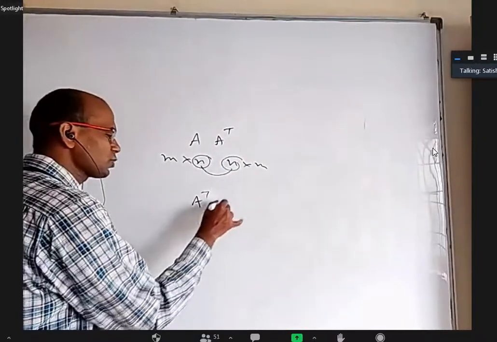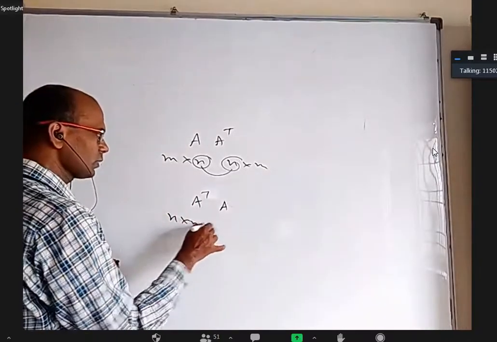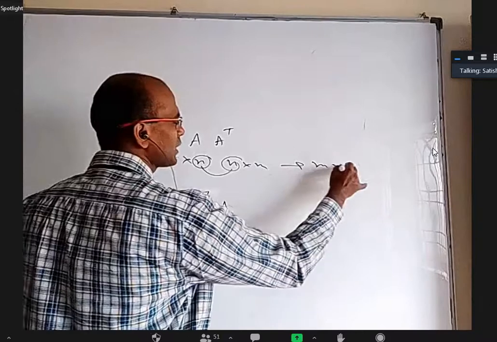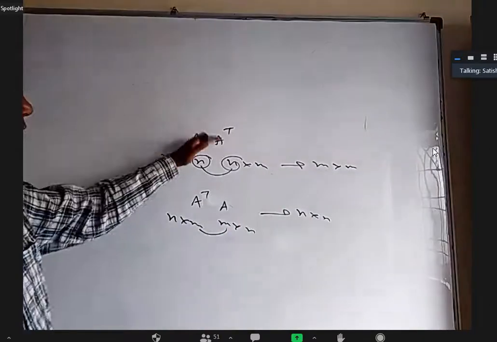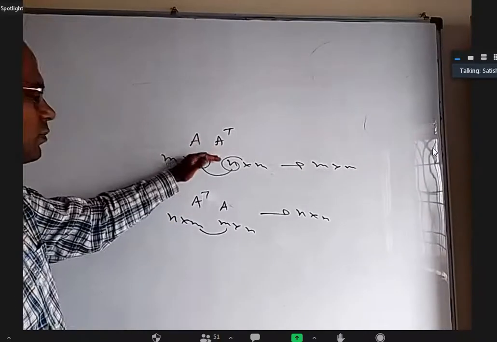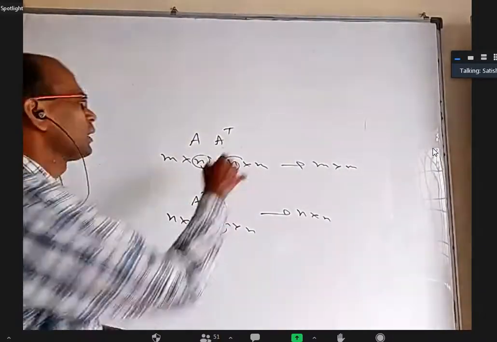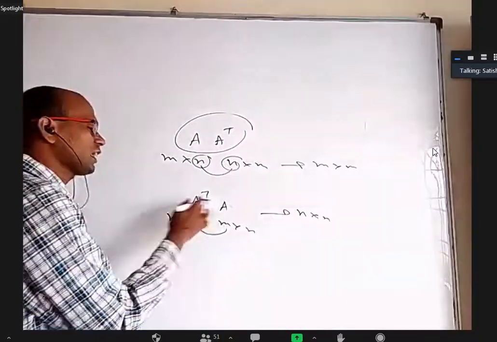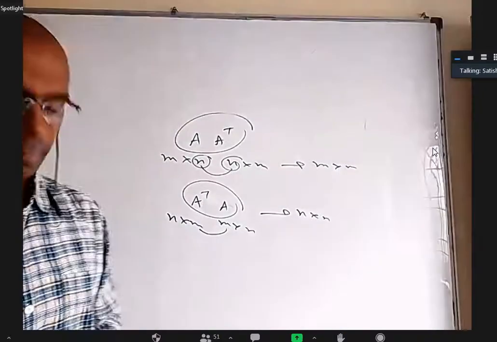Even A transpose into A is also possible, because this will be N by M into M by N. The final order may be M by M, or it may be N by N. The order of the product may differ, but the product exists every time, and both are square matrices. A need not be a square matrix, but A into A transpose is always a square matrix, and A transpose into A is also always a square matrix.